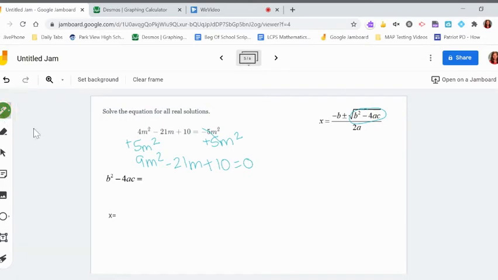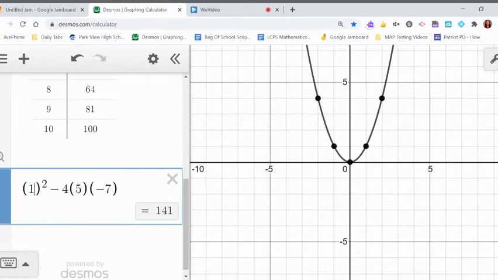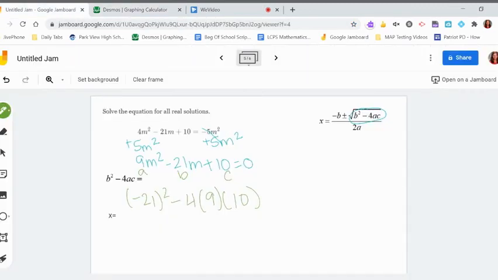So now when I label A, B, and C, okay, I have to label A, B, and C once it's equal to 0. So here my B is negative 21 squared minus 4. My A is 9, and my C is 10. Here I have negative 21. My A is 9. My C is 10. Okay, so I get 81.